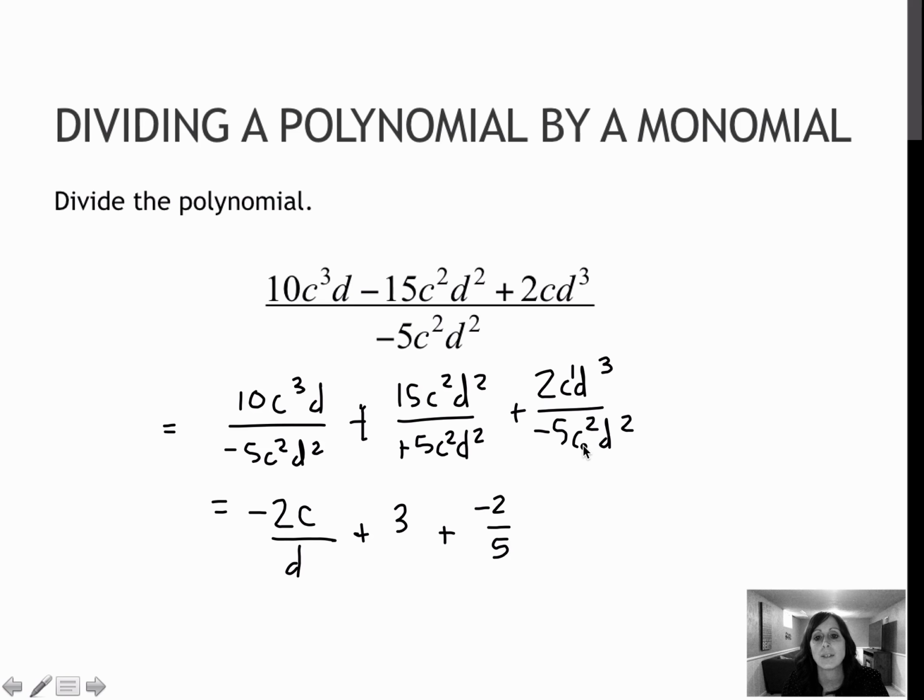1 minus 2 gives me c to the negative 1. So I'm going to put a c to the positive 1 on the bottom. And then 3 minus 2 gives me d to the 1st, but it's a positive first, so it goes on the top. This would be my final answer for that question.